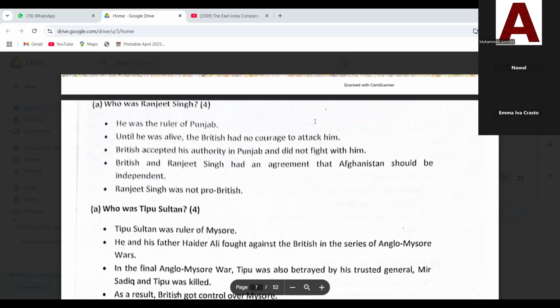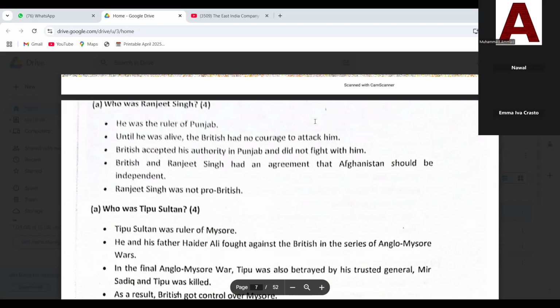When he was alive, the British had no courage to attack him because he was so powerful. And the British even accepted his authority in Punjab. That meant that they understood and accepted that Ranjit Singh was their ruler as well in the province, and they would obey every policy and every legislation that the ruler decides to pass. But as soon as Ranjit Singh died, the British attacked Punjab. That meant they were trying to expand their rule in Punjab too. All right.